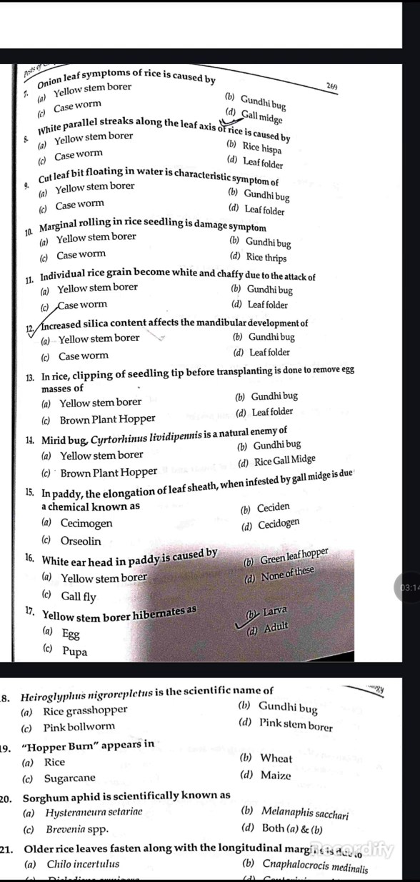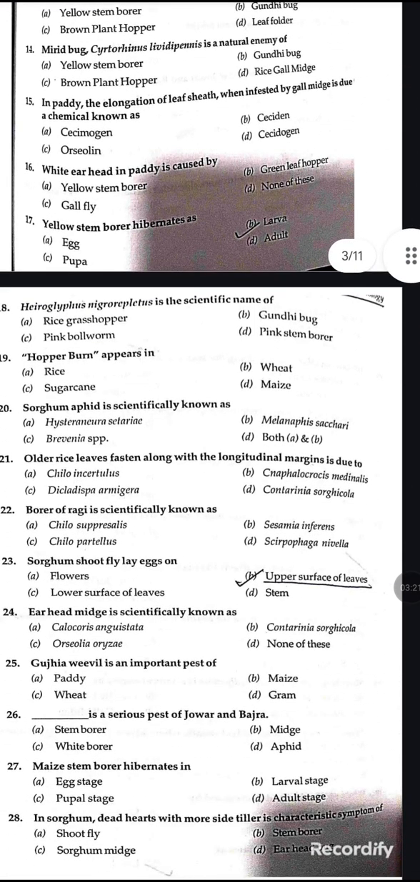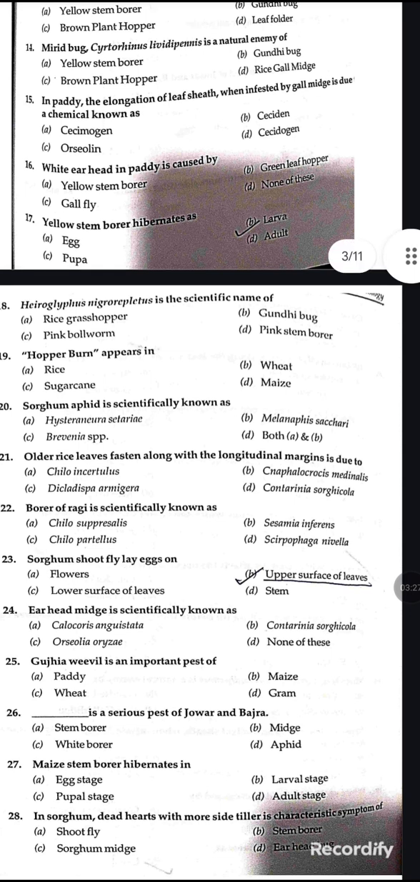Yellow stem borer hibernates as larva. Then Hieroglyphus nigrorepletus is the scientific name of what? Rice grasshopper. Hopper burn appears mainly in rice.